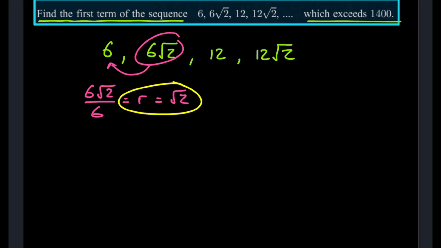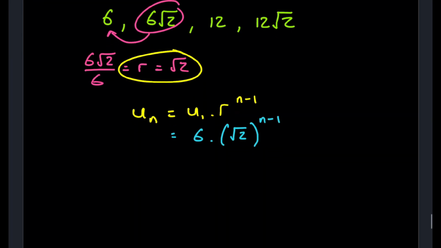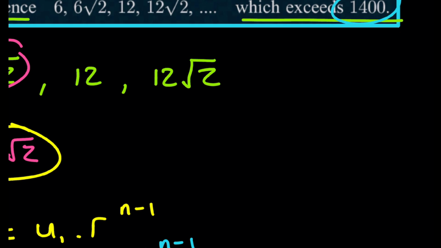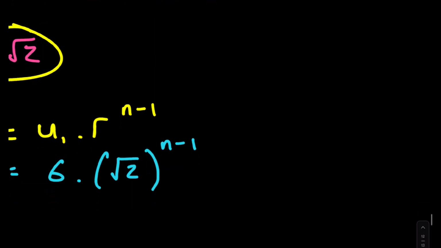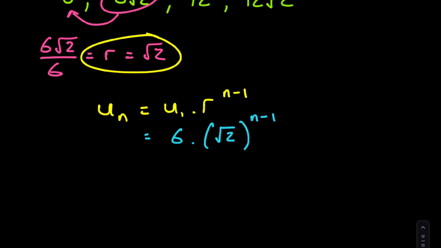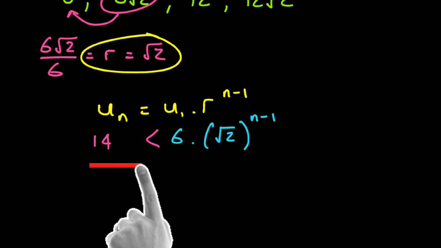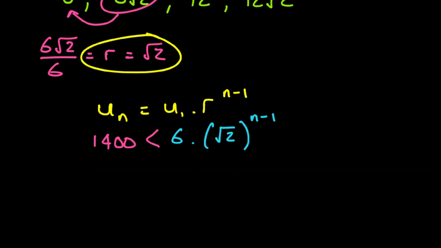So what we have now is the general term un equal to u1 times r to the n minus 1. The first term of the sequence was 6, and r is root 2, we just established that, and this is to the n minus 1. Now we want to know when this term exceeds, is larger than 1,400. So what we do in many of these cases is set up an inequality here. Now I'm going to jump over to my calculator and show you 2 possible techniques of how to solve this.